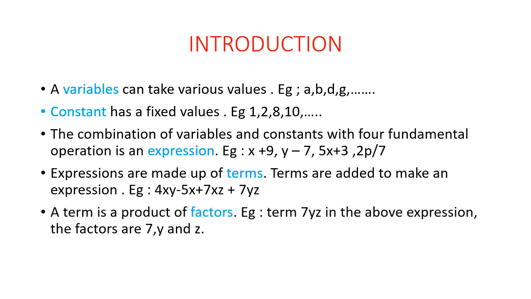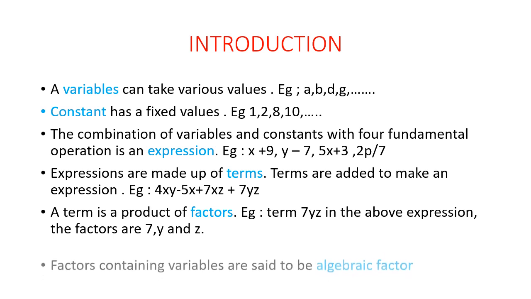A term is a product of factors. What is a factor? A term is a product of factors. Example, see, the term 7yz in the above expression. What is the above expression? 4xy minus 5x plus 7xz plus 7yz is an expression. In this expression, we took only the term 7yz. Here we are going to find the factors of this term. A term is a product of factors, so the factors of this term are 7, y and z. Three factors.